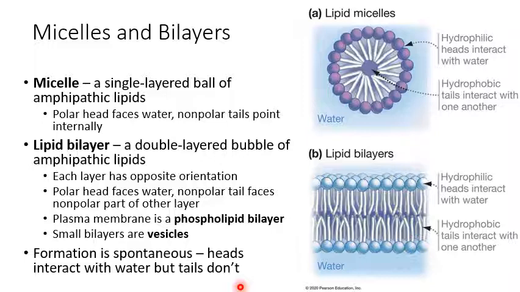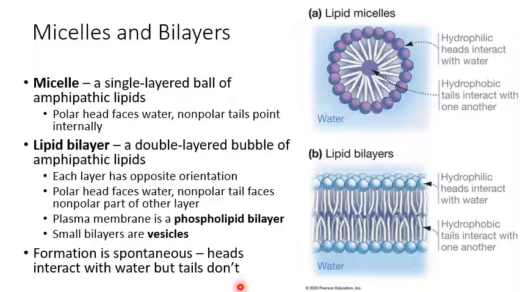Anytime you have an amphipathic molecule in water, it's always going to form structures in which the hydrophobic part of the molecule is hidden from the water, and the hydrophilic part is facing the water and interacting with the water. So that's the simplest structure that you could form, the micelle. But you could also form more like a bubble, which we would call a lipid bilayer.